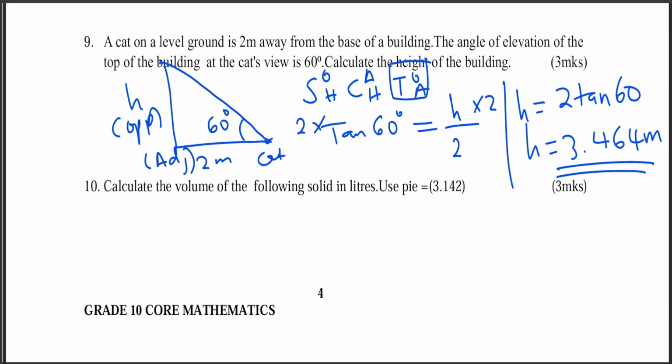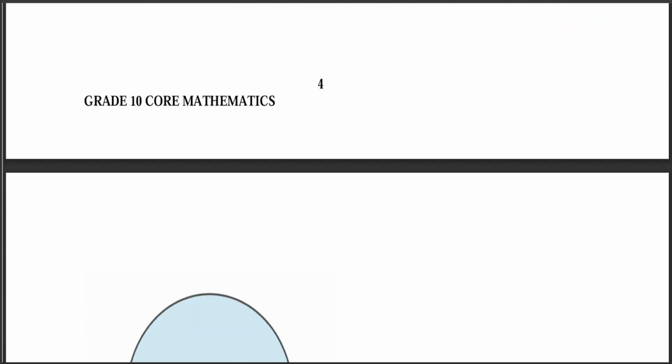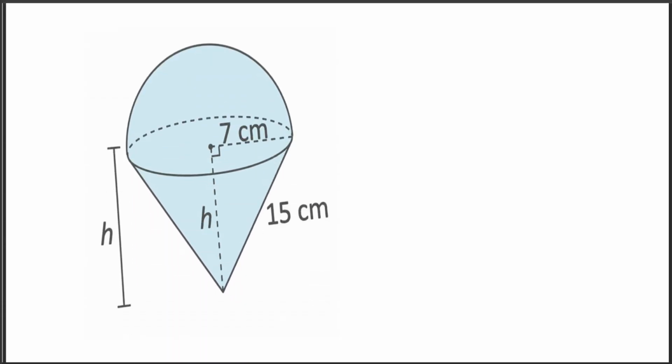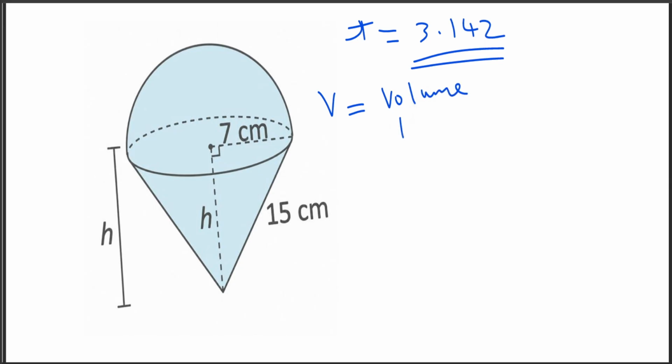Question 10, calculate the volume of the following solid in liters, use pi as 3.142. So you have been told to use 3.142. Okay, don't use another value. So you have been told to calculate the volume of this one. The total volume is the volume of the hemisphere plus the volume of the cylinder.